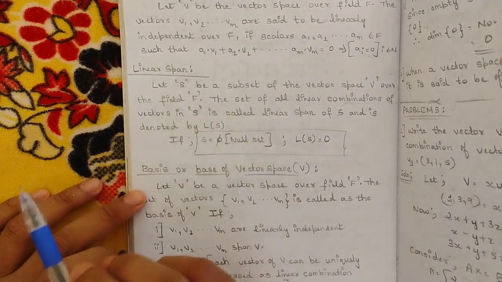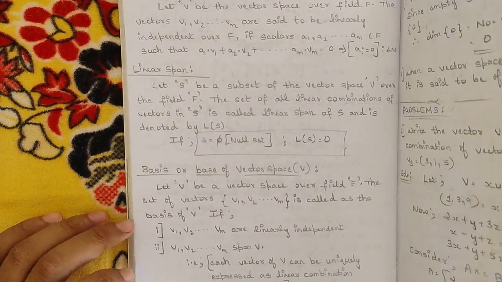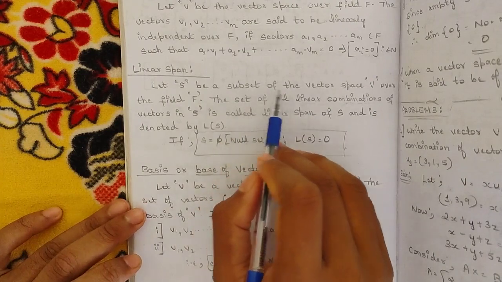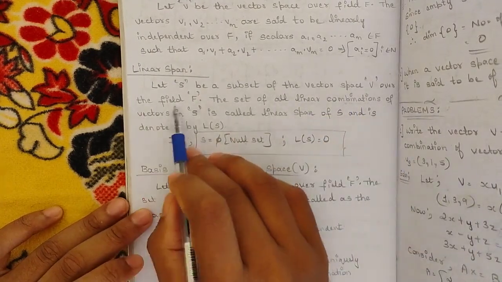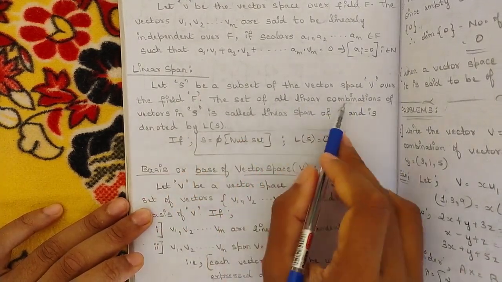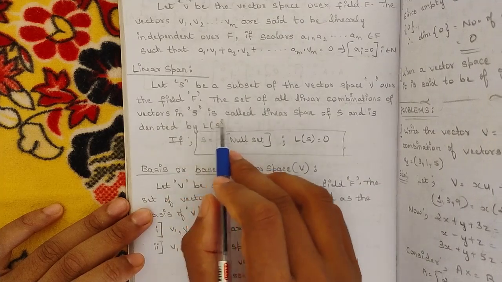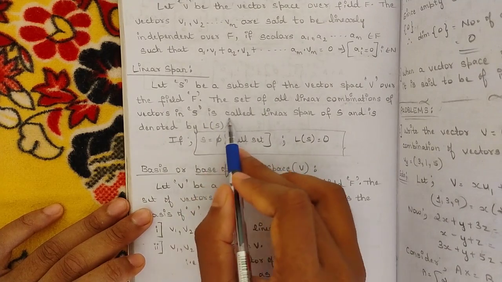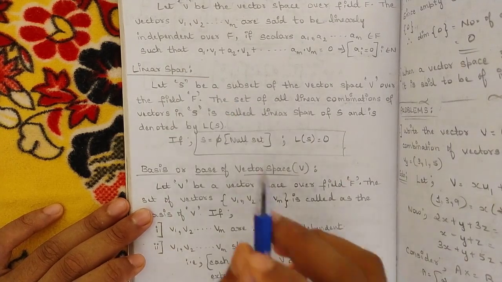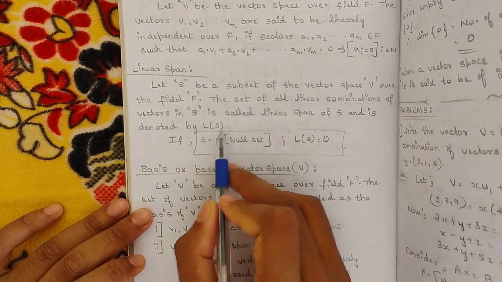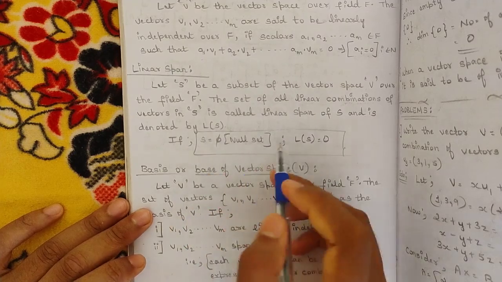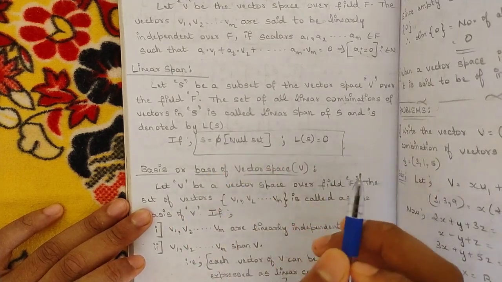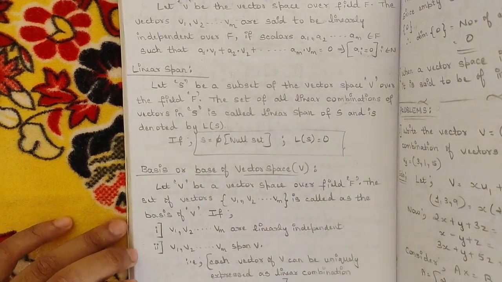Let us next discuss linear span. Let S be a subset of the vector space V over the field F. The set of all linear combinations of vectors in S is called the linear span of S and it is denoted by L of S. So this is the notation of a linear span. If S is equal to phi, the null set, then L of S is equal to 0. So this is about linear span.